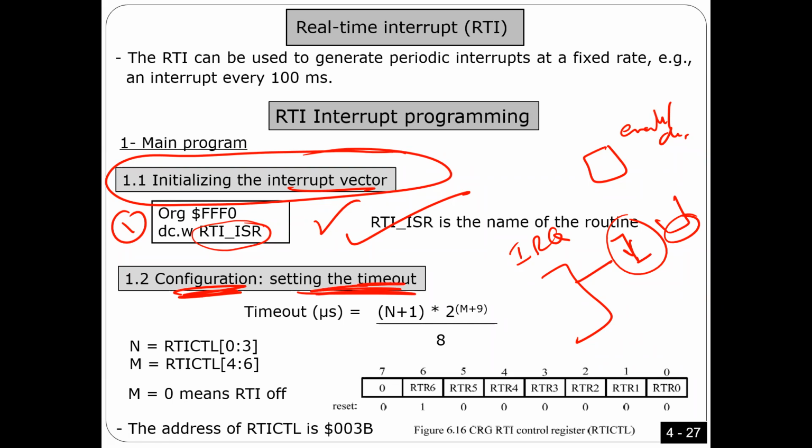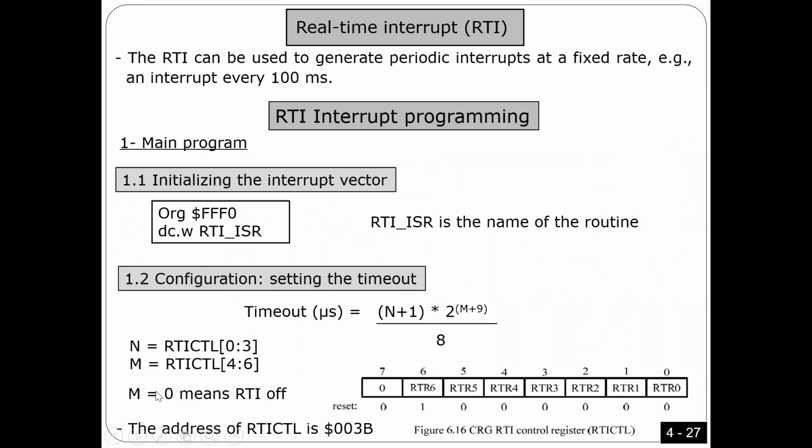I have to tell the timer, please interrupt me every 10 milliseconds, every 1 millisecond, every 5 milliseconds. So you have to write a command to set the timeout. Okay, so how can I do that here? The way you are going to do it is, look here, guys.